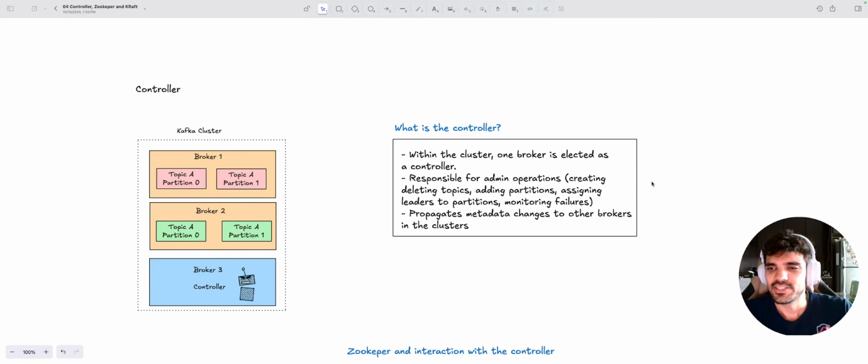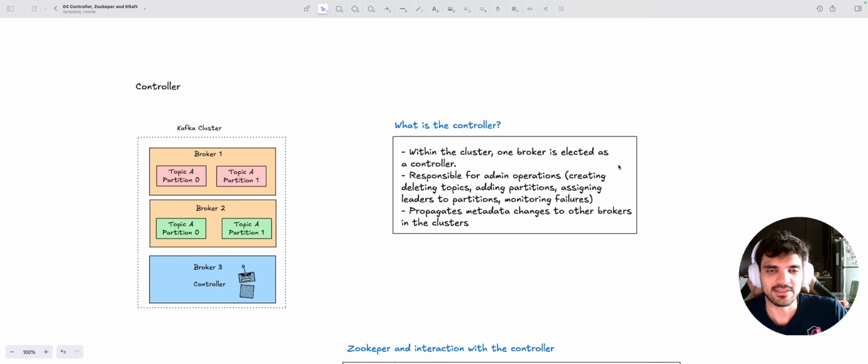All right, let's continue our conversation about Kafka architecture. We're going to talk right now about the role of the controller. Okay, so first of all, what is the controller? The controller is nothing more than a specific broker that lives inside a Kafka cluster and is responsible for a lot of administrative operations, like creating or deleting topics, adding partitions, assigning leaders to those partitions, and monitoring failures.